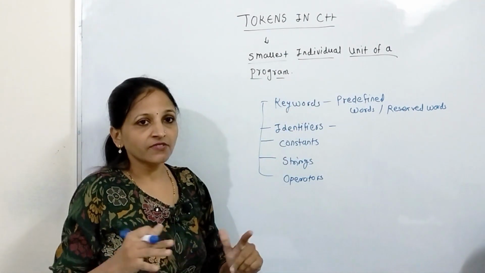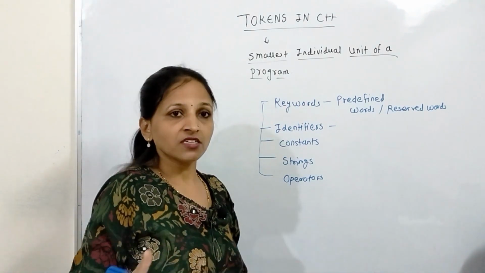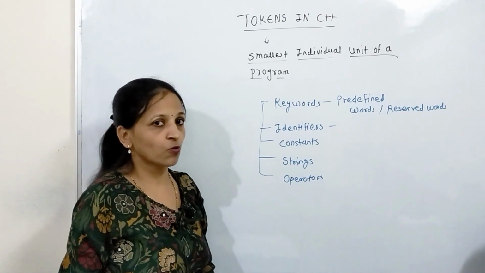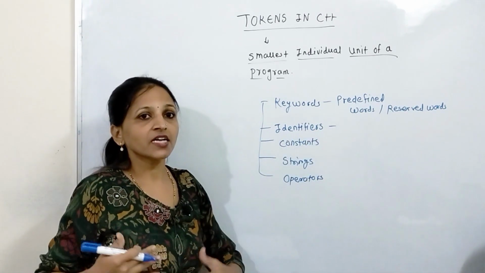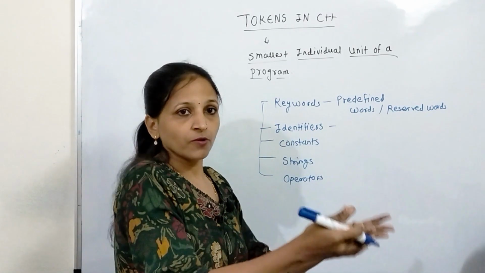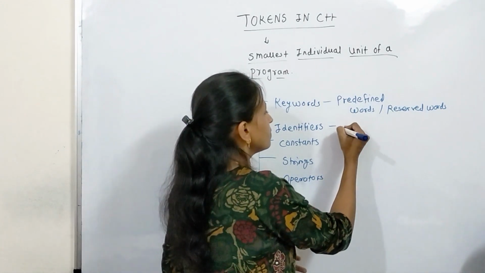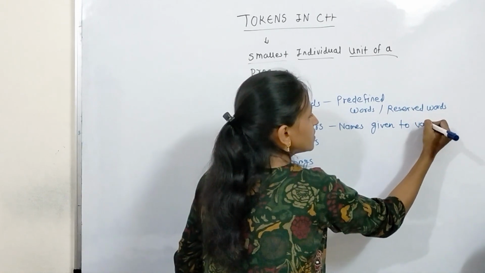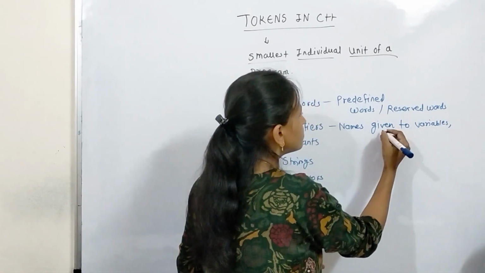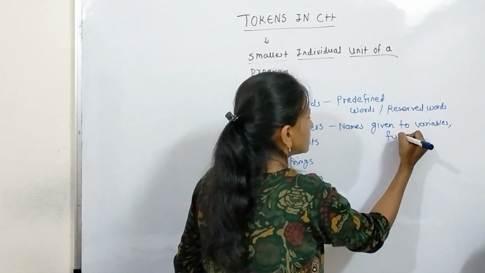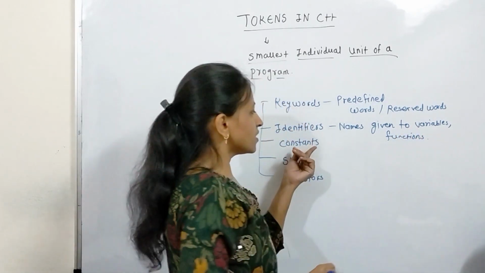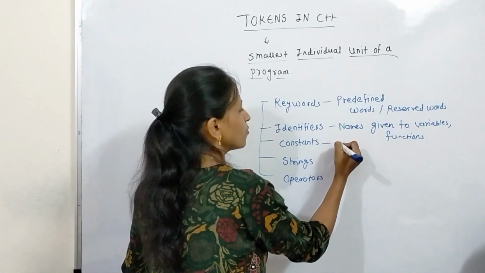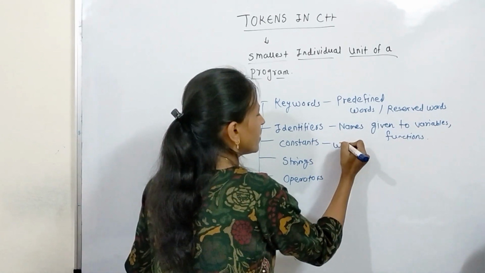Now again I am repeating here, a token is the smallest individual unit of a program. Keywords are predefined words or reserved words by the language. We cannot use those keywords for our own purpose. Identifiers are names given by programmers, to variables or functions. Constants are values that cannot be modified during execution of a program, which means we cannot modify their value.